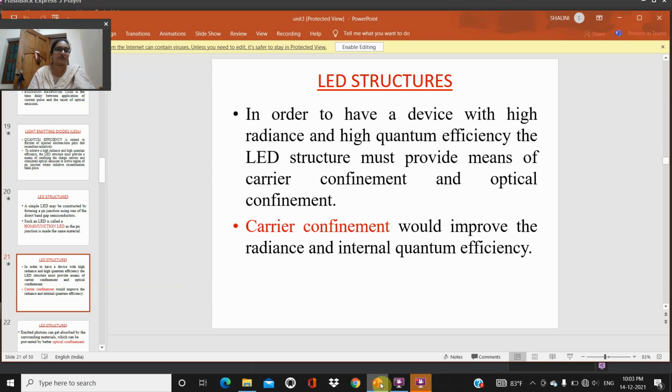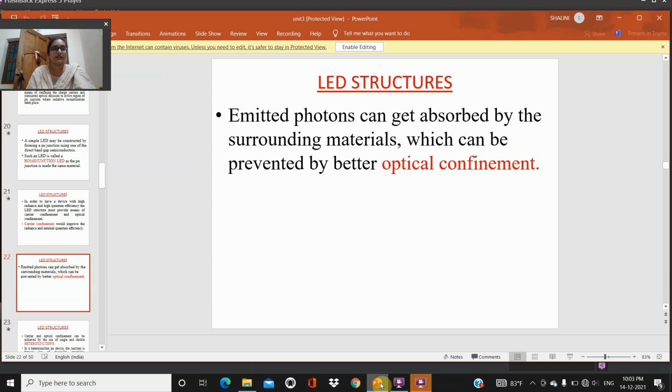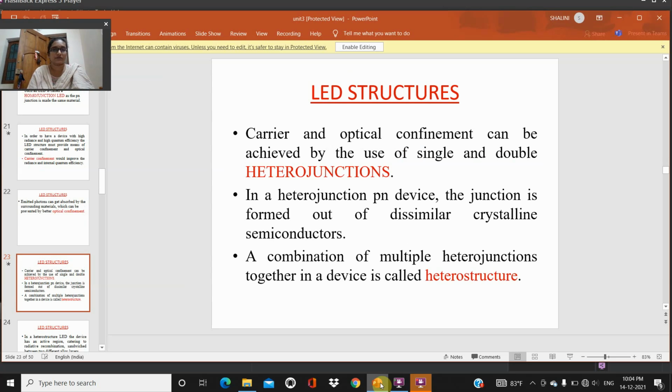In order to have a device with high radiance and high quantum efficiency, the LED structures must provide means of carrier confinement and optical confinement. The carrier confinement would improve the radiance and internal quantum efficiency. Emitted photons can get absorbed by the surrounding materials, which can be prevented by better optical confinement. Carrier and optical confinements can be achieved by the use of single and double heterojunctions.